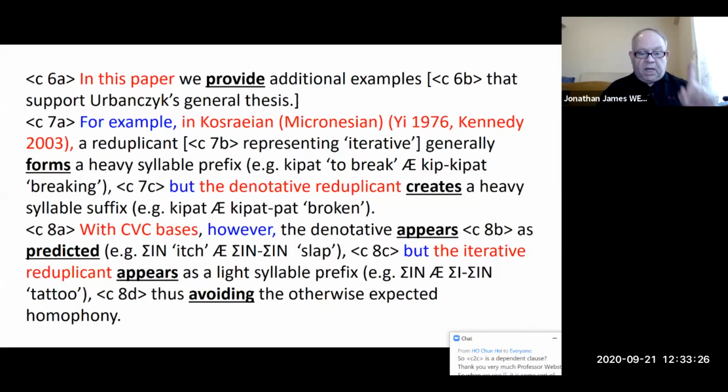7c, but, again, textual theme. And again, I make the point here, those textual themes are signals to us, the relationships between 7c and what came before it. The denotative reduplicant, grammatical subject is theme. Straightforward. 8. With CVC bases. Okay, now that's again circumstances theme. It's a prepositional phrase. You didn't put the textual first, though.